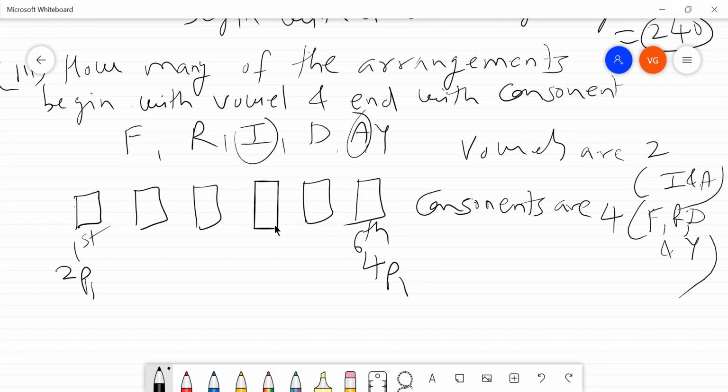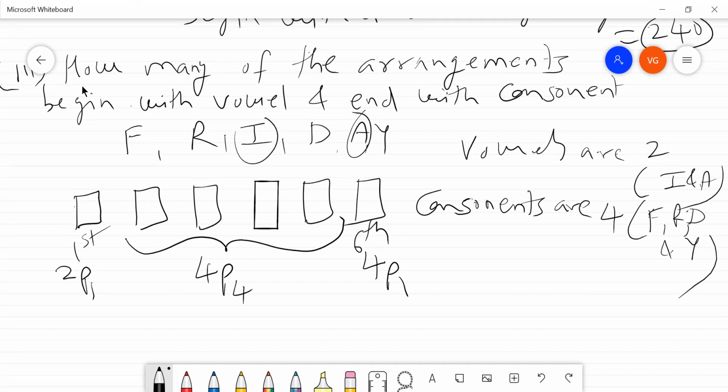Now the remaining 4 places, the middle ones, can be filled by the remaining letters. One has come here, one has come here, out of 6, so 4 are left. So the remaining 4 places can be filled in 4P4 different ways. I hope you are understanding.